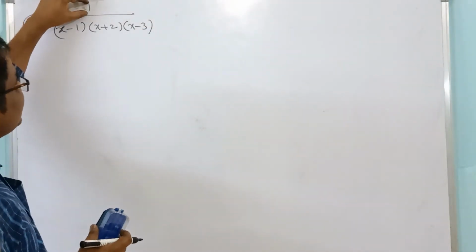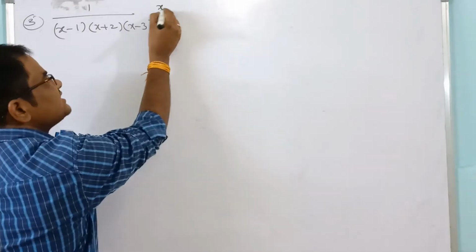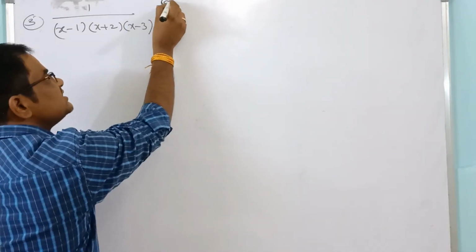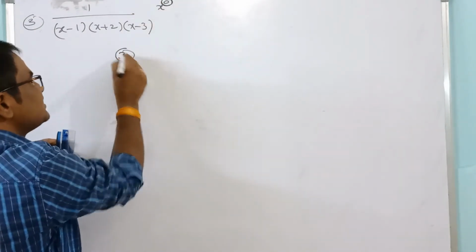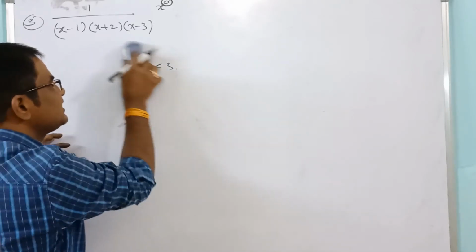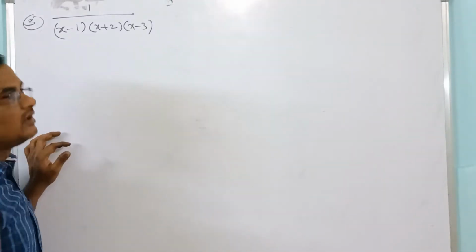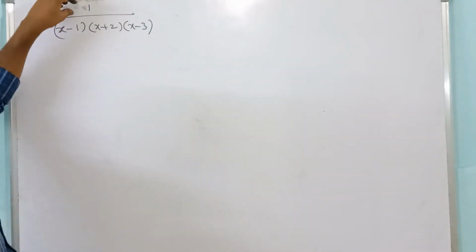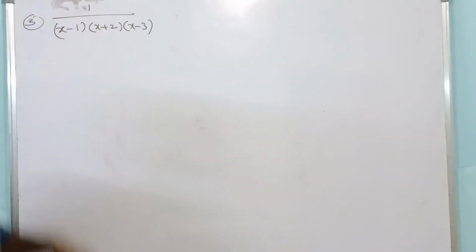See, the numerator can be written as x to the power of 0. Degree of numerator is 0. Degree of denominator is 3. So 0 is less than 3. So definitely it is a proper fraction. Degree of numerator is less than degree of denominator.